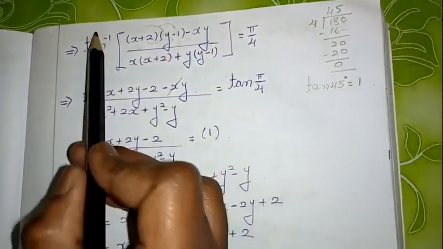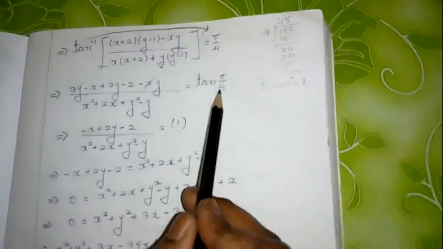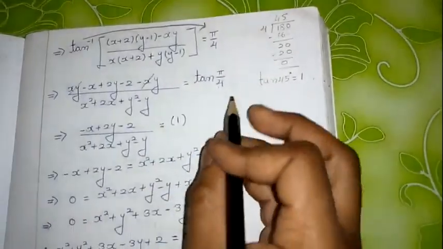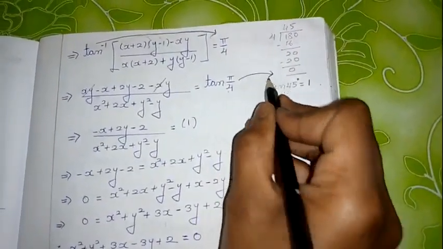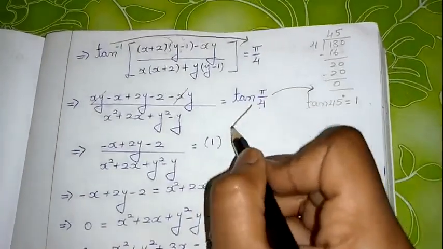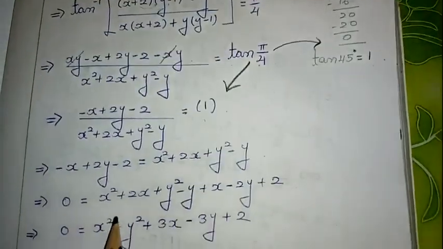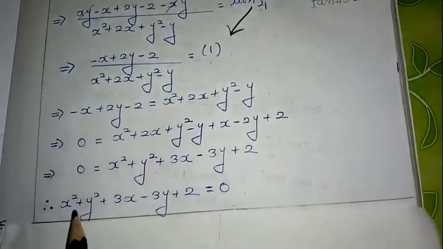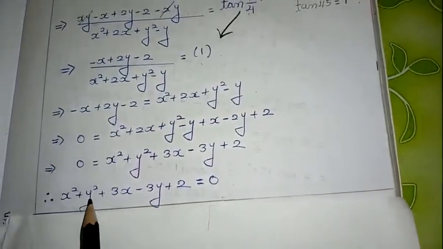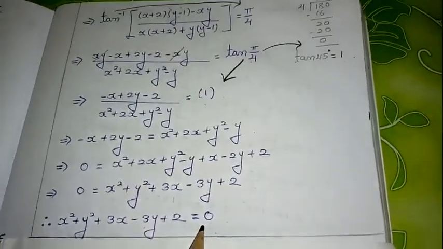This tan inverse, if I bring it to my right hand side, I can write it as tan pi by 4. Tan pi by 4 is nothing but tan 45 degree, which is equal to 1. So in place of tan pi by 4, I am replacing the value as 1. Simplify the term, and the required answer, which is given in your question, is x square plus y square plus 3x minus 3y plus 2 equal to 0.